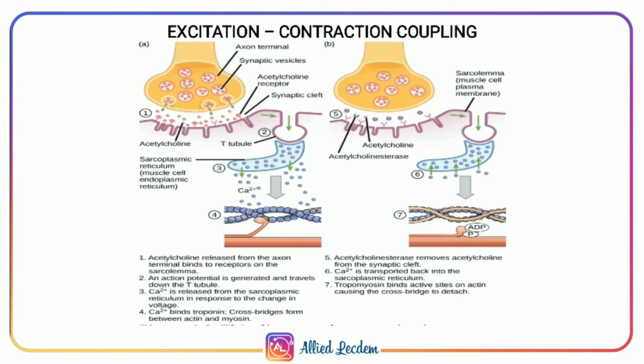The first stage is excitation contraction coupling. It occurs when the muscle is excited, that is stimulated by an impulse which passes through the motor nerve and neuromuscular junction, where an action potential is generated in the muscle fiber.